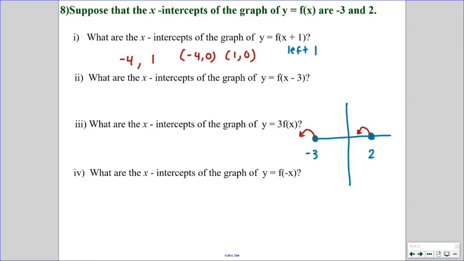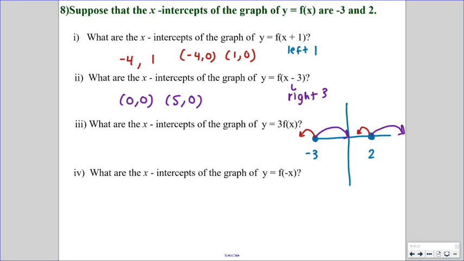Step 2 asks us, what are the x-intercepts of the graph of y is equal to f of x minus 3? So what are we doing with that transformation? Well, minus 3 means we're moving the original x-intercepts to the right 3. So start with those original x-intercepts, move them to the right 3, and what are we left with? Well, we're left with 0, 0, because negative 3 plus 3 is 0. And then we're also left with 5, 0. 2 plus 3 is 5.